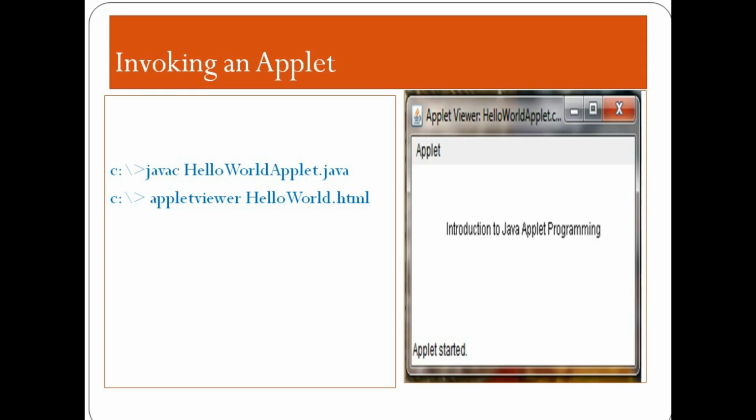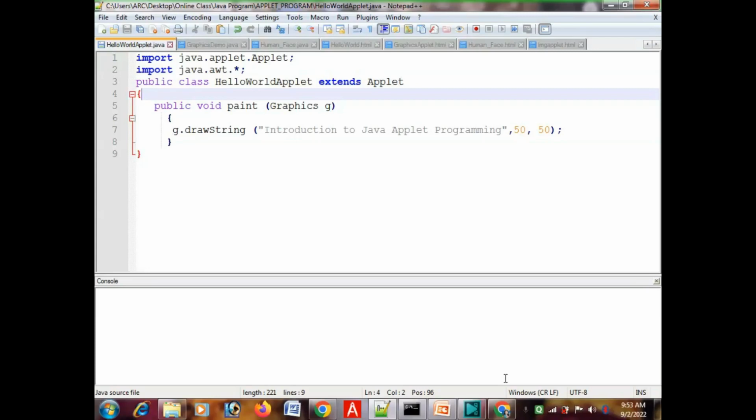Now let's jump into the demonstration part. Now I will run the applet program which I have just explained. The simple applet program where we are just printing a string which is Introduction to Java Applet Programming. So the name of the file here is HelloWorldApplet, and first we will compile it. We will get the .class file, then we will pass that .class file through the HTML file, then we will invoke that HTML file using applet viewer.